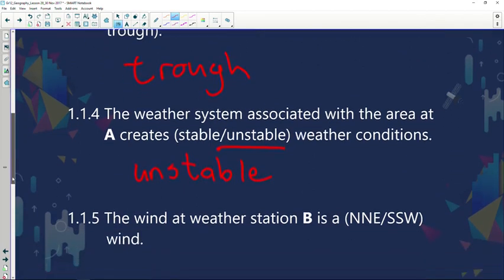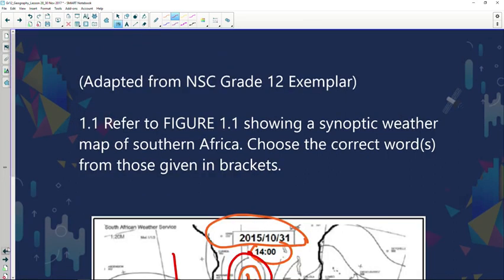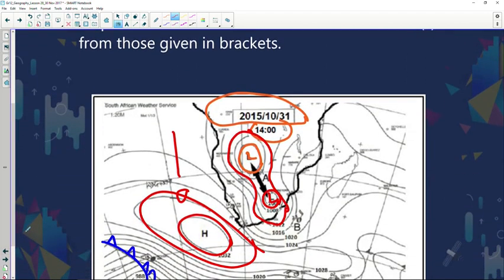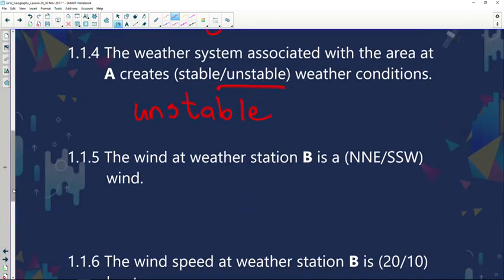If we quickly have a look at the wind at weather station B, is it north-northeast or south-southwest? Let's quickly go to weather station B and have a look. Remember, there's north, there's east, there's south, and there's west. If you look at the direction of this little arm on the weather station, it will definitely be north-northeast. So north-northeast is the correct answer.